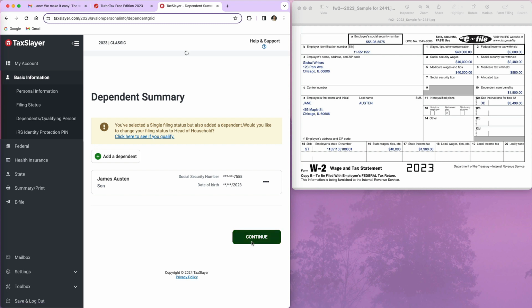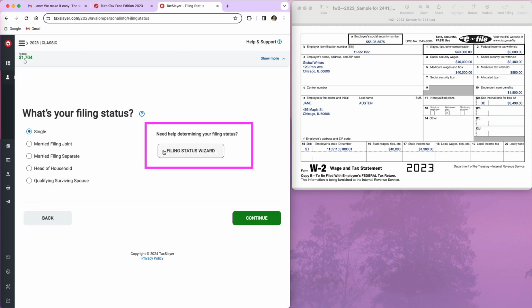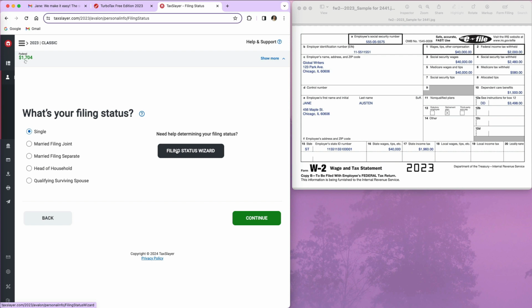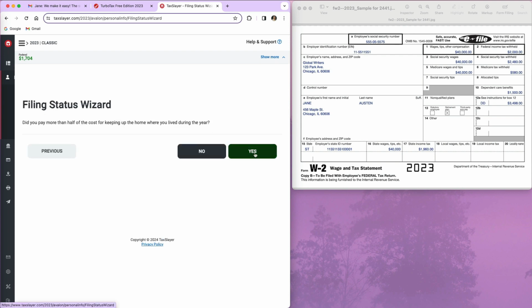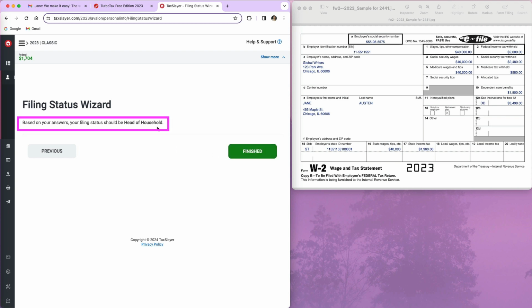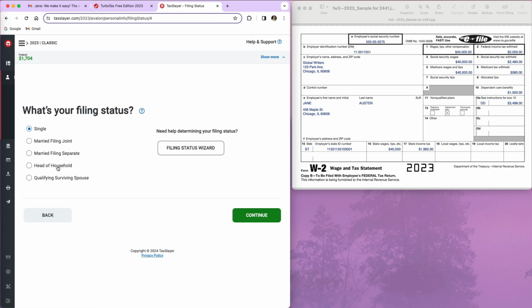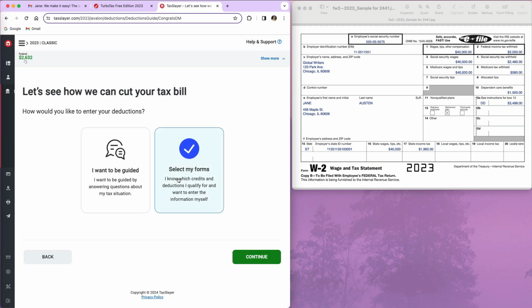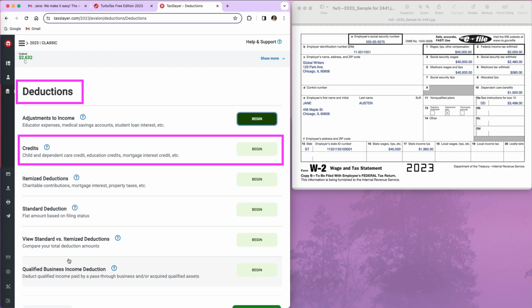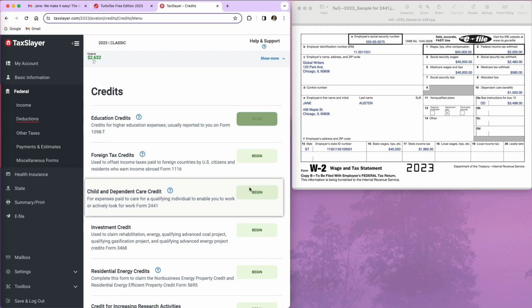Generally, when you support and claim a dependent, you are not filing single, so we will use the filing status wizard to determine Jane's filing status since now she has a dependent child. Based on the answers to these questions, the wizard will tell you which filing status would be best for you. After we listed our dependent and updated our filing status, you can now either search the software for Tax Form 2441, Dependent Care Credit, or go to Deductions/Credits and find it that way.